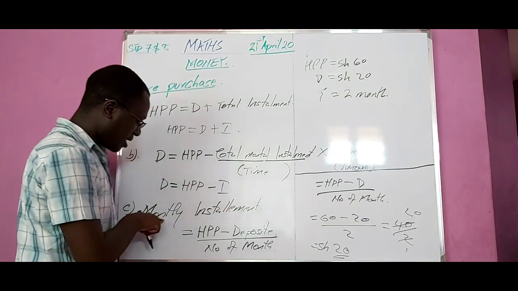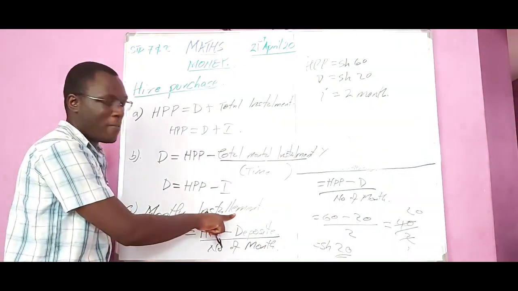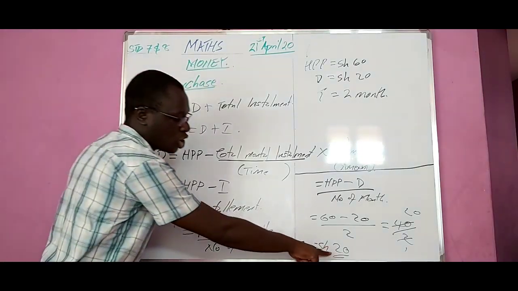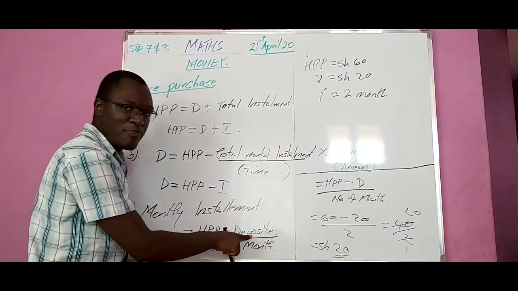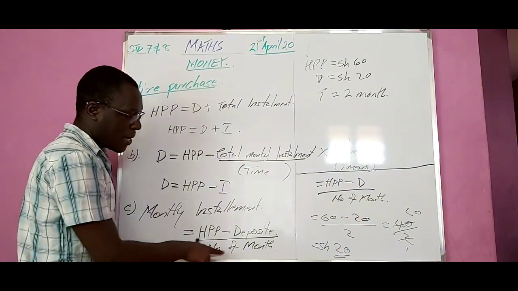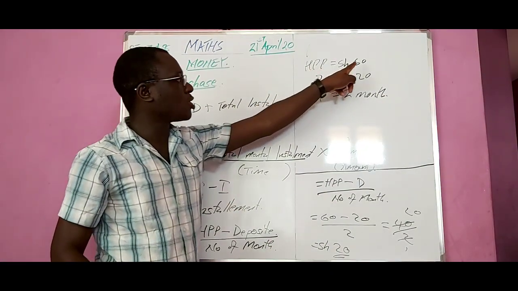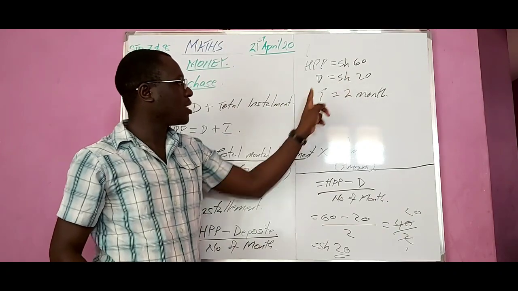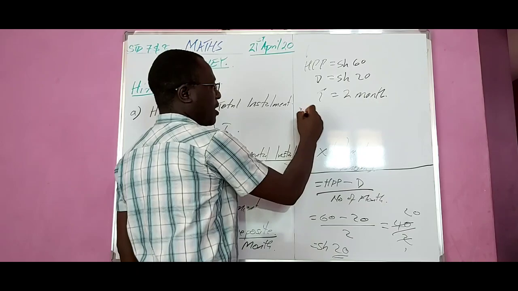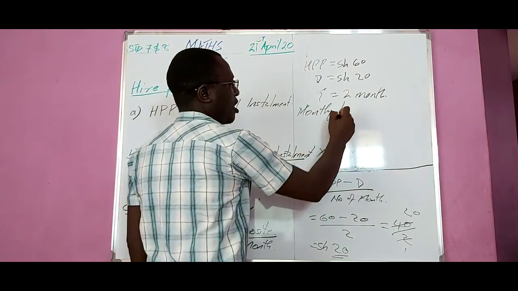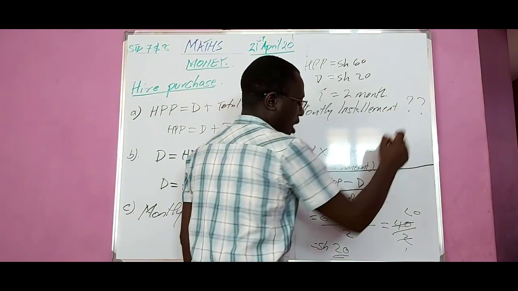And you'll have answered the question, monthly installment. How much are you supposed to pay per month? Per month, you'll pay 20 shillings. How do you arrive at 20 shillings? It is hire purchase price minus deposit divided by the number of months. And here's our example from the question. Hire purchase price is equal to 60 shillings and the deposit is 20 shillings. Time is 2 months. So what was the monthly installment? That was the question that we were trying to answer, and here it is.